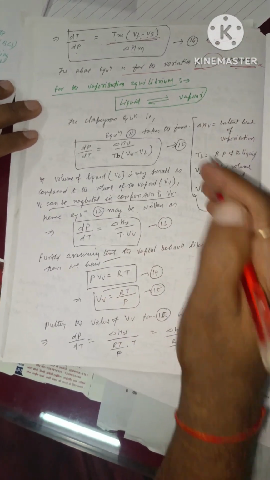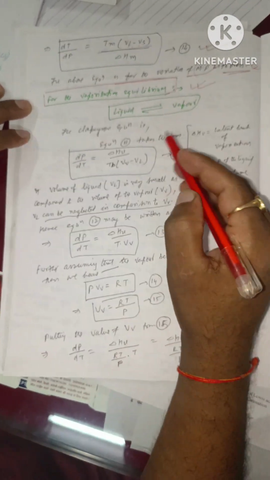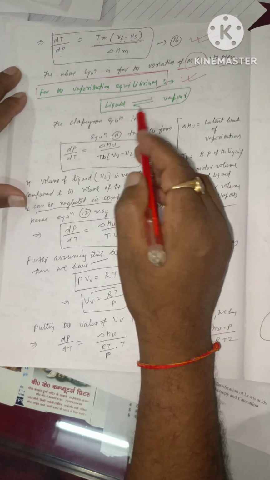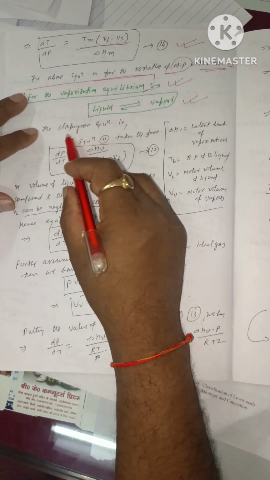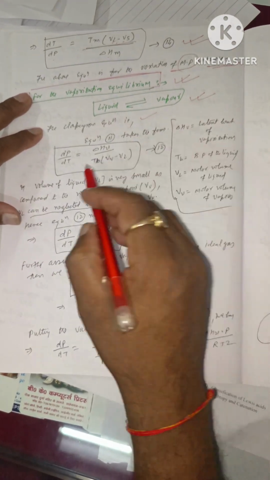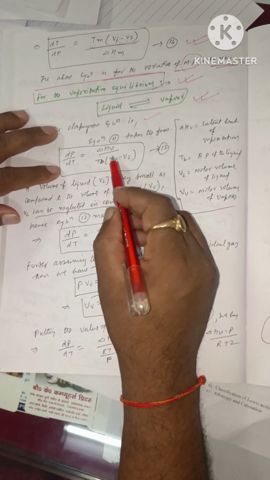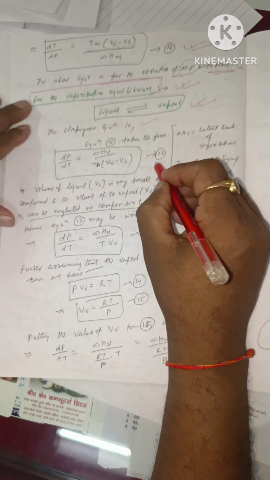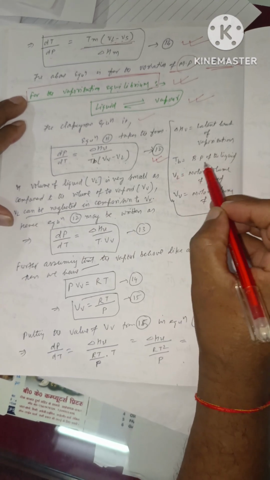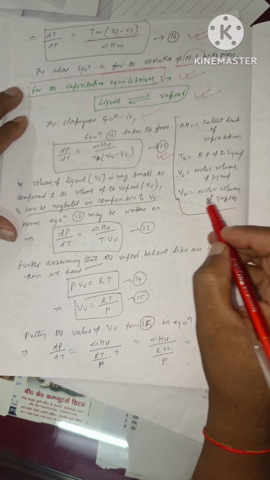Okay. Now consider the second case, the vaporization equilibrium. For the vaporization equilibrium, that is liquid converts into vapor and vapor converts into liquid, applying the Clapeyron equation, that is equation 11 takes the form dP upon dT is equal to delta Hv upon Tb (Vb minus Vl). Say it equation number 12, where delta Hv is equal to latent heat of evaporation, Tb is equal to boiling point of the liquid, Vl is equal to molar volume of the liquid, Vb is equal to molar volume of the vapor.